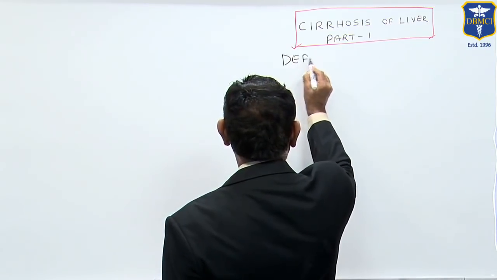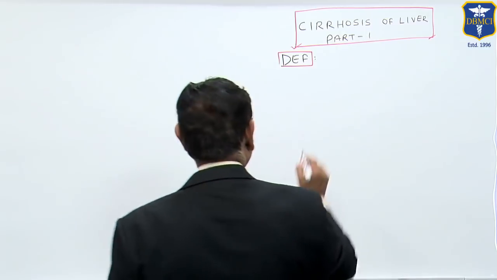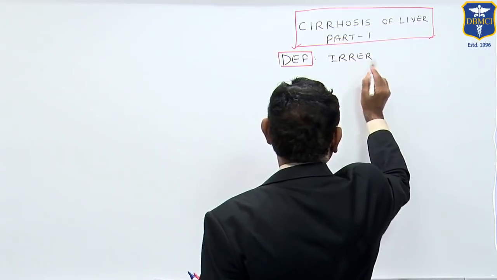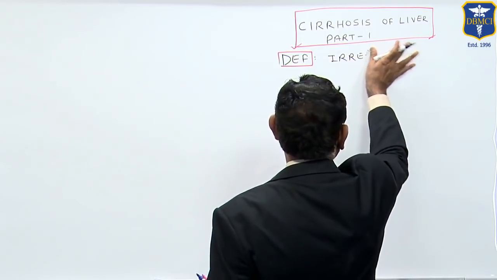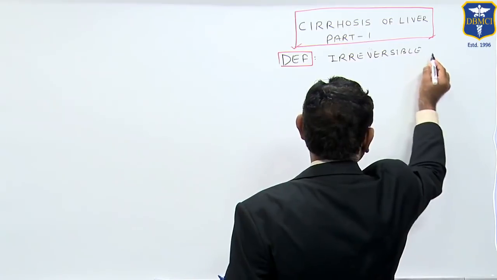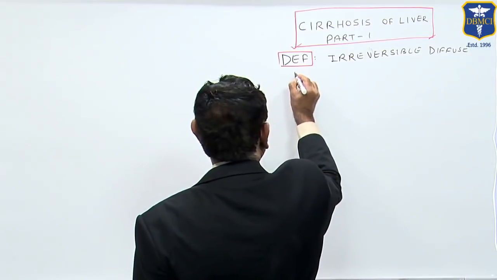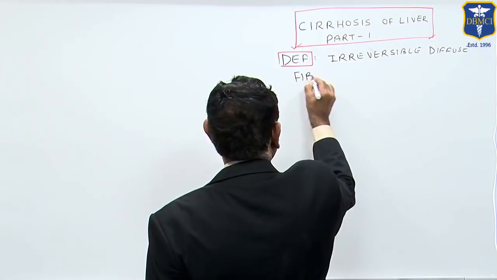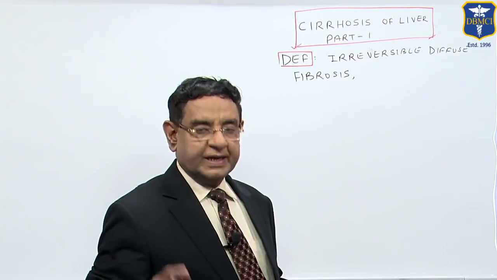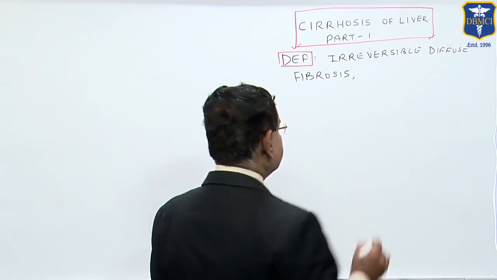The definition is that there is irreversible diffuse fibrosis in the liver, and as anything we get fibrosis is always irreversible, same thing here also. But what else is there?